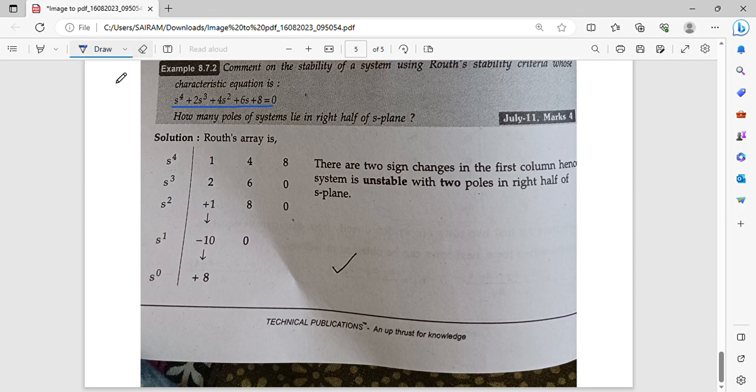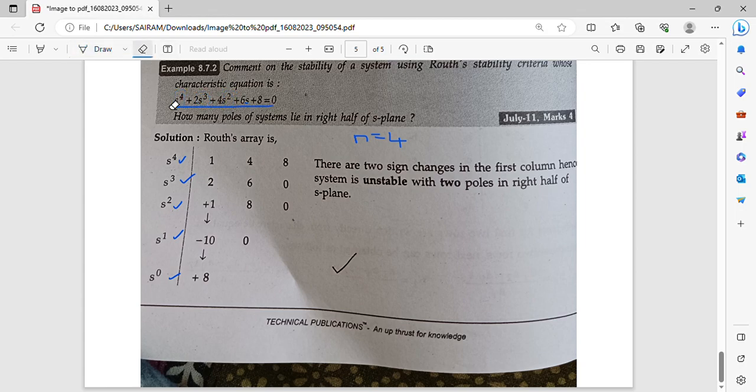So it is the order of the characteristic equation, that is n is equal to 4. n is equal to how much? n is equal to 4, and what happens for you: you start with s to the power of 4, s to the power of 3, s to the power of 2, s to the power of 1 and s to the power of 0. So this is 4, 3, 2, 1 and 0.